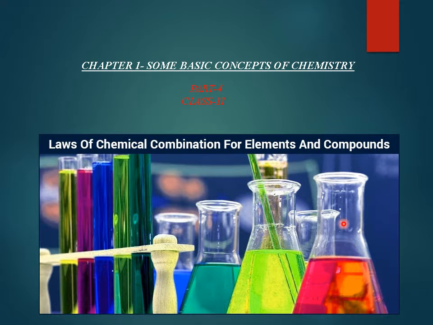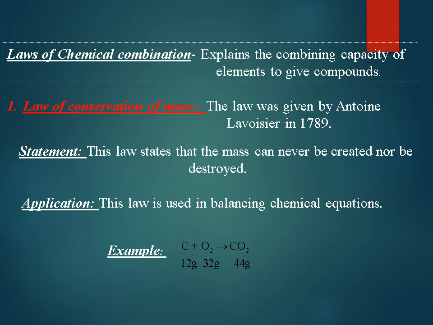We have studied what are significant figures, what is precision, what is accuracy, and what are the rules for determining the significant figures in your experimental data. In today's class, which is part 4 of some basic concepts of chemistry, we are going to discuss the laws of chemical combination.